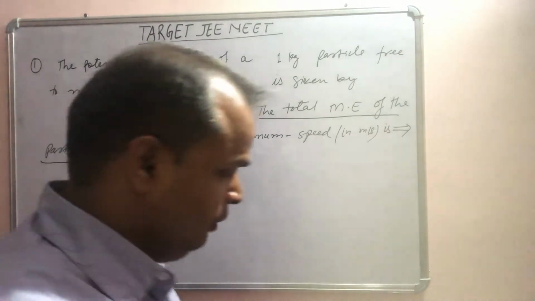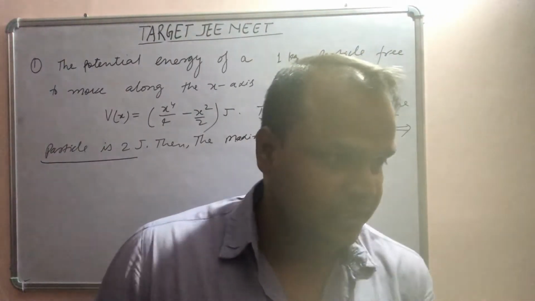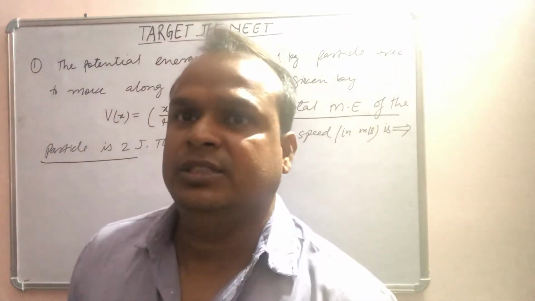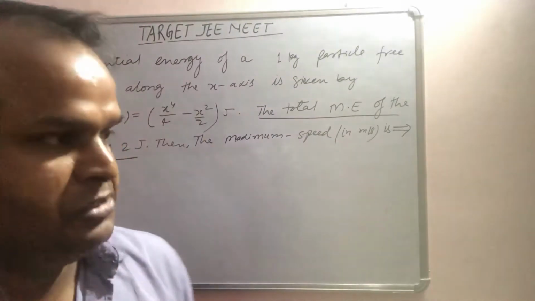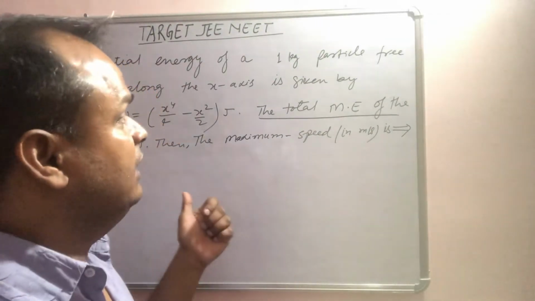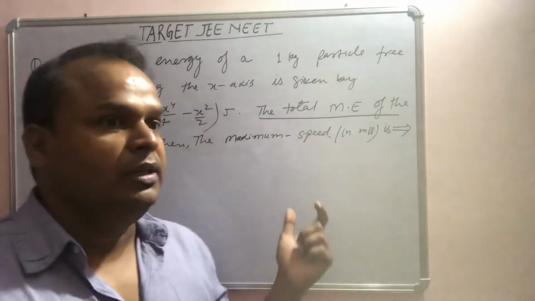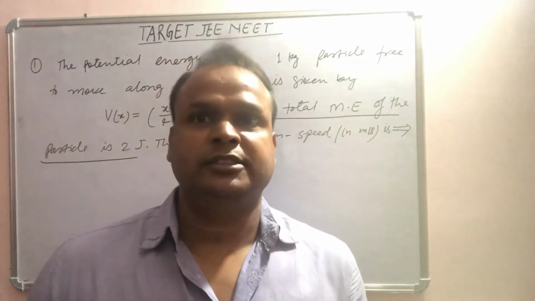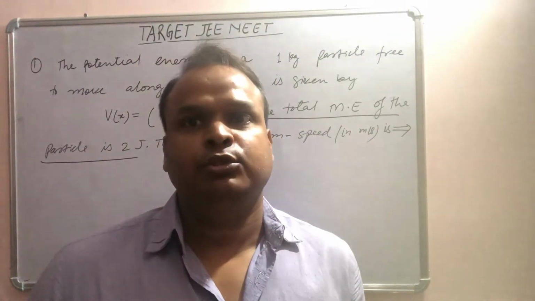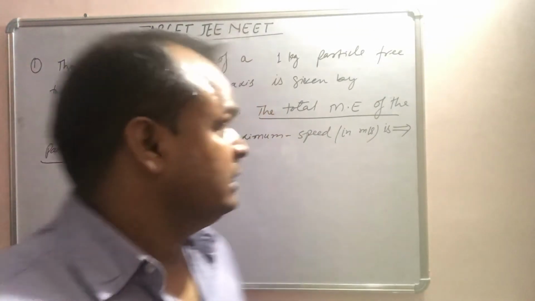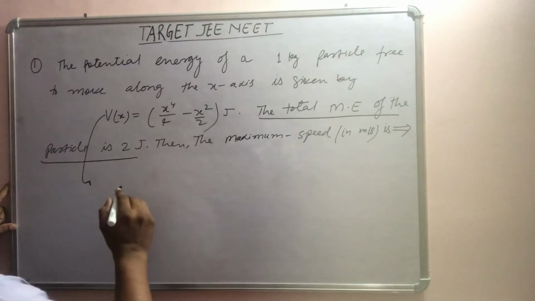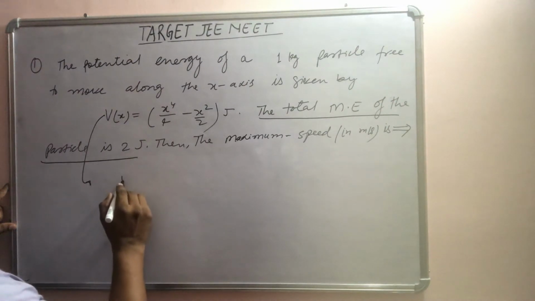Now if you have the concept of total mechanical energy, it means kinetic plus potential energy is equal to total mechanical energy. And we are asked to find the value of maximum speed. If speed is maximum, it means kinetic energy is maximum, then the potential energy should be minimum. So firstly we have to make it minimum.